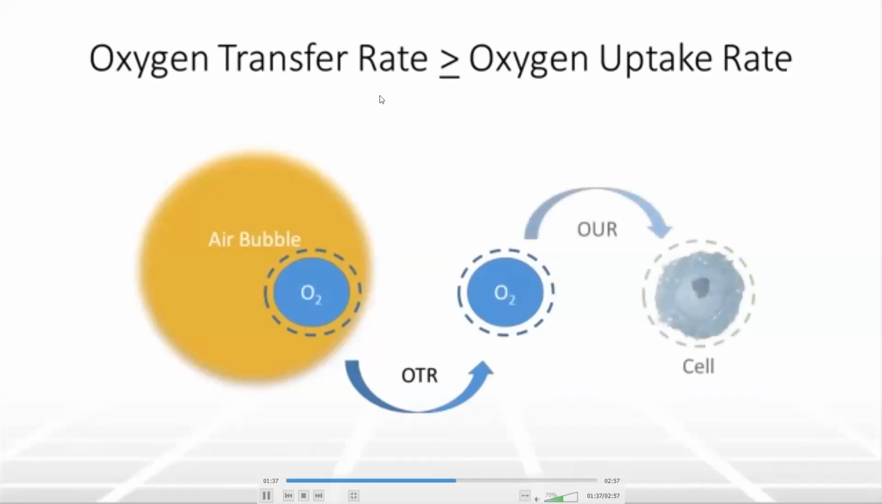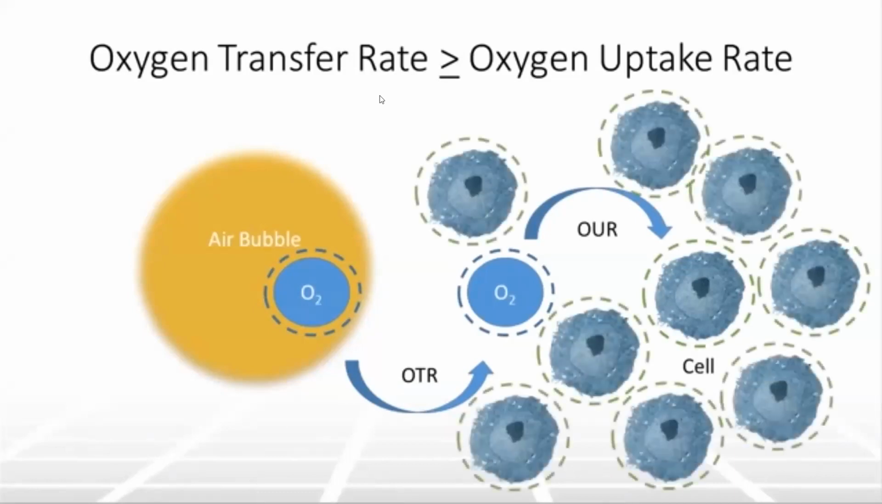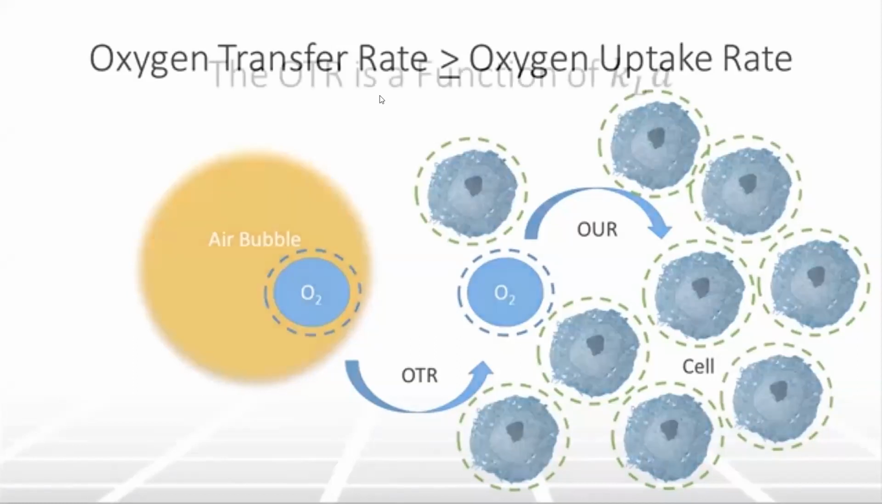The rate at which the cells in the culture utilize and uptake oxygen is known as the oxygen uptake rate, or OUR. Initially, the OUR will be low but will increase as the cell density increases. The OUR will increase until the OTR becomes the limiting factor. Thus, the rate at which oxygen is transferred to the media defines the theoretical maximum cell density.